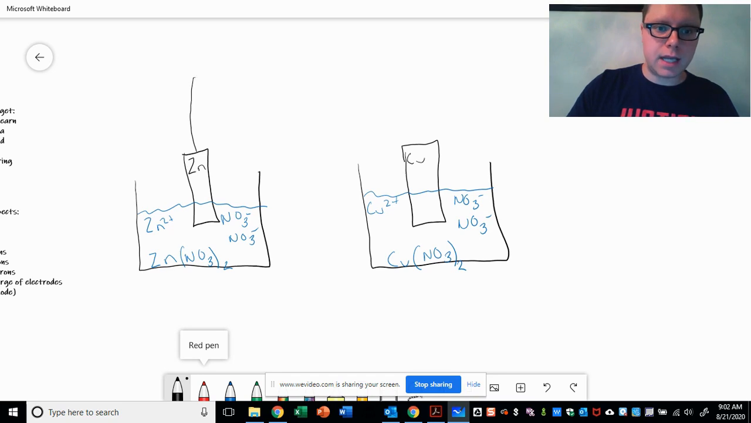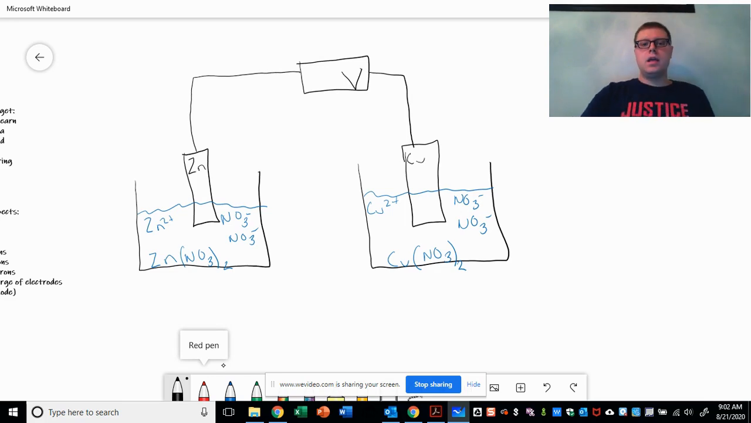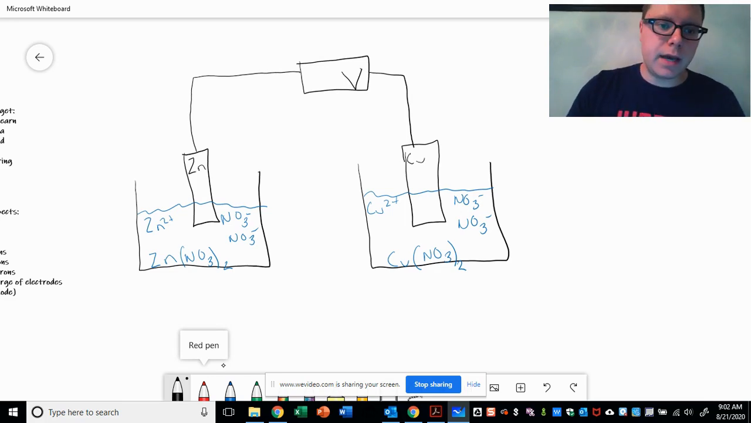All right, the next part you need is an external wire. External meaning it's outside of the reaction occurring. And it's going to be hooked up to a device called a voltmeter. So this piece of metal will be clipped on using an alligator clip. Same thing on this side, and it's hooked up to what's called a voltmeter.